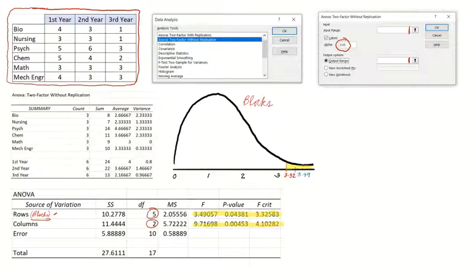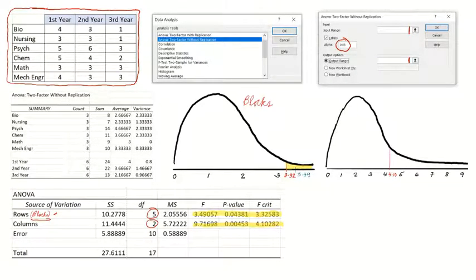Therefore, in terms of blocks or rows, there is a significant difference between the average sleeping time of a BS Bio student from a nursing student, from a psychology student, from a chemistry student, from a math student, and from a mechanical engineering student. So there's a significant difference.